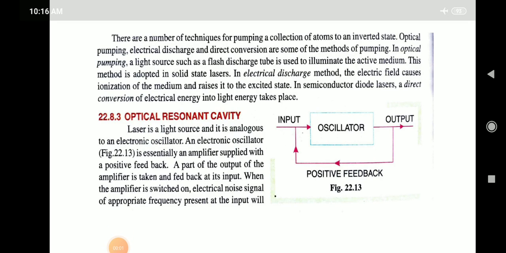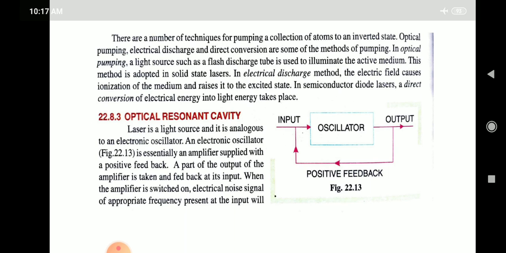Now let's start with optical resonant cavity. Laser is a light source and it is analogous to the electronic oscillator. An electronic oscillator, as shown in the figure, is essentially an amplifier supplied with positive feedback. A part of the output of the amplifier is taken and fed back at its input.